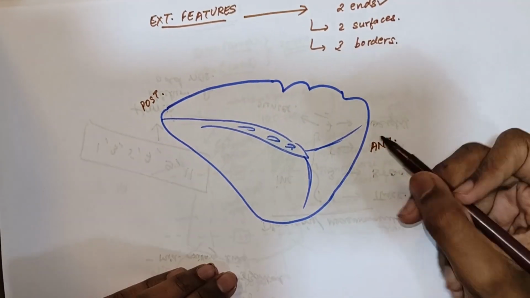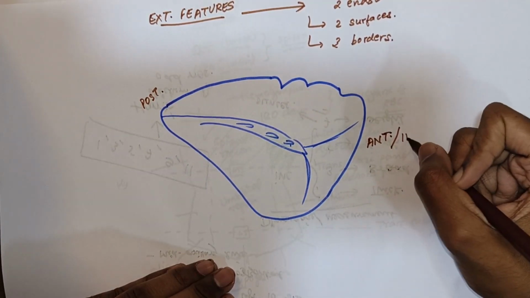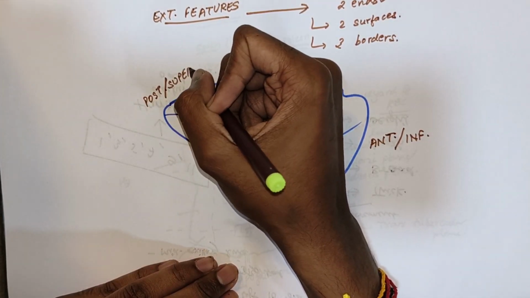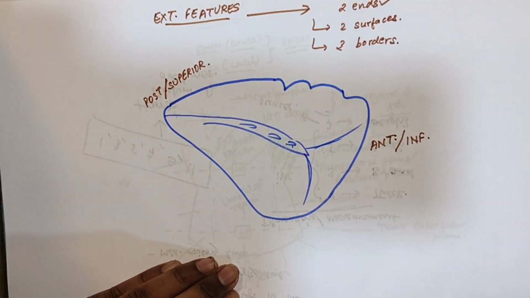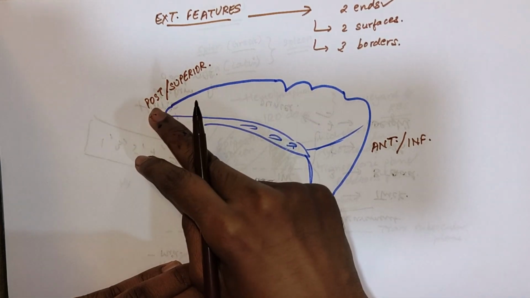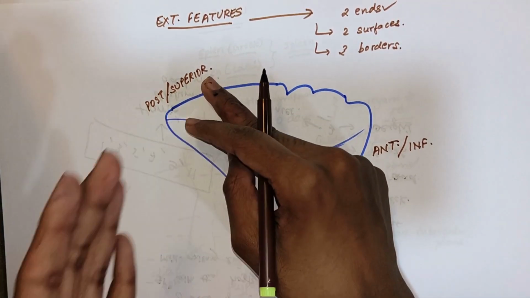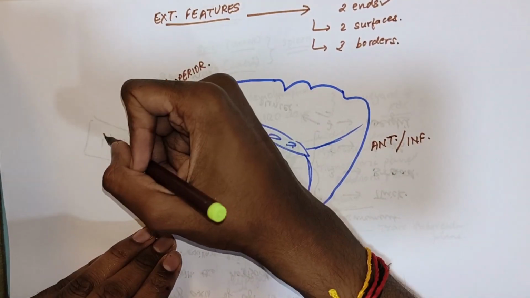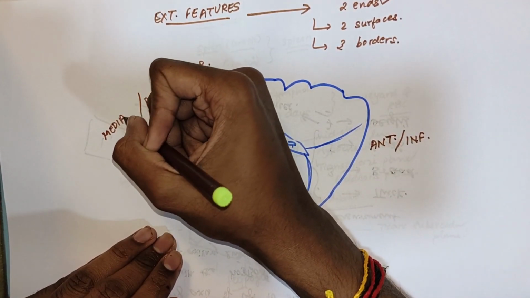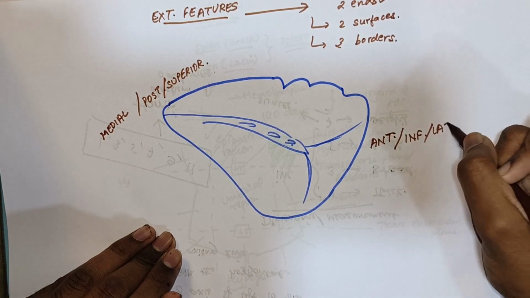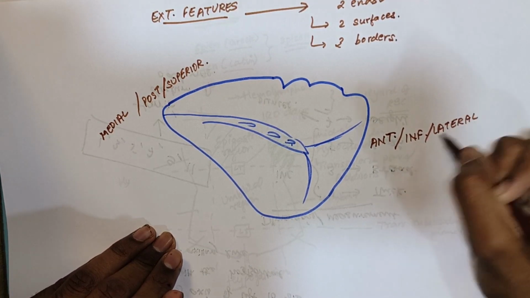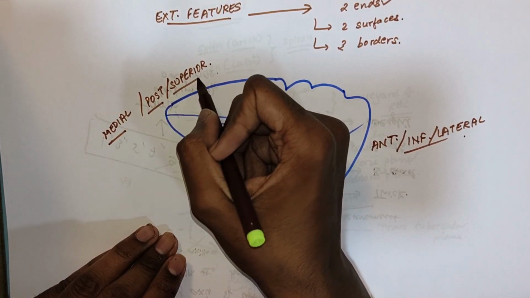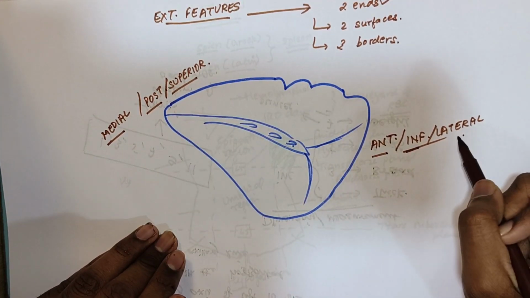So by that logic, anterior end will also be known as the inferior end and posterior end will also be known as the superior end. Also, the posterior or the superior end is closer to the midline than the anterior end. Therefore, it is also known as the medial end. And this is also known as the lateral end. Medial, posterior, superior end and the anterior, inferior, lateral end.